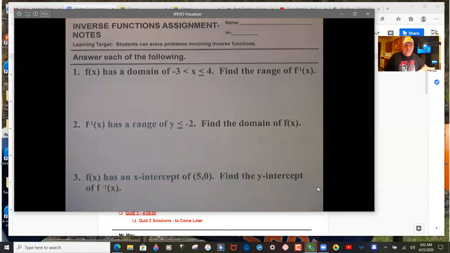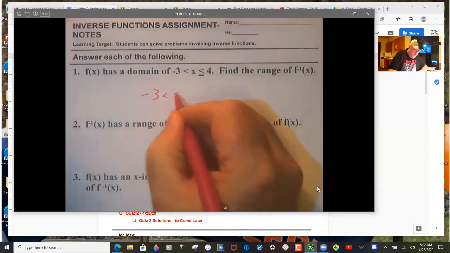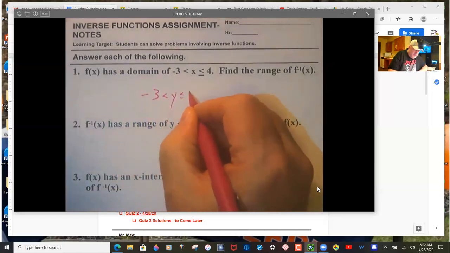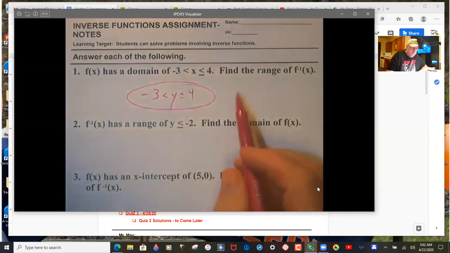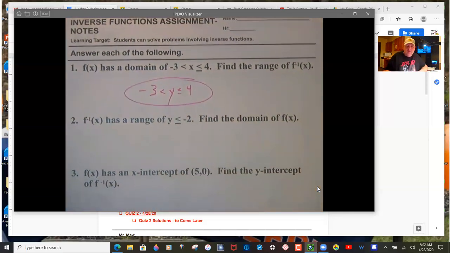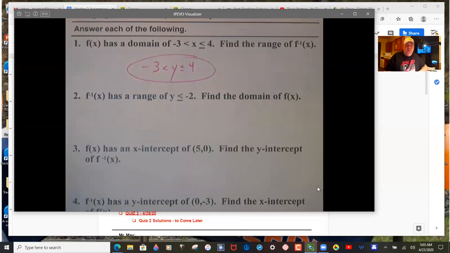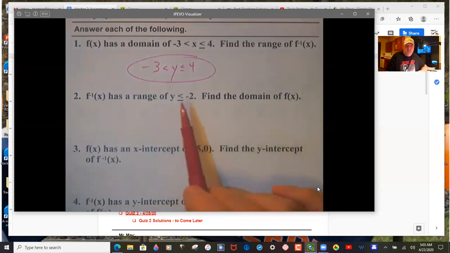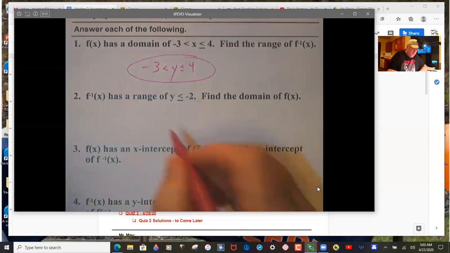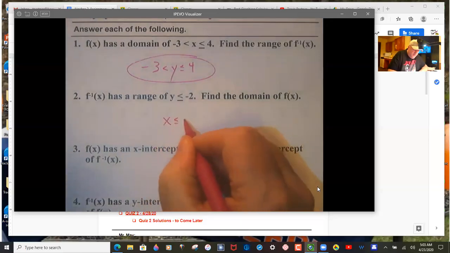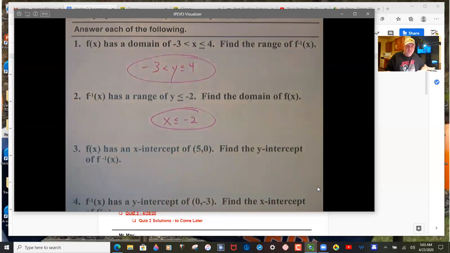So problem 1 in the notes, f of x has this domain. What is the range? So basically, all you're doing is you are switching the variable x, literally goes to the variable y. Domain of the original function becomes the range of the inverse. Inverse has a range. Find the domain of f of x with this range. So again, all you do is switch the variable, literally that simple.